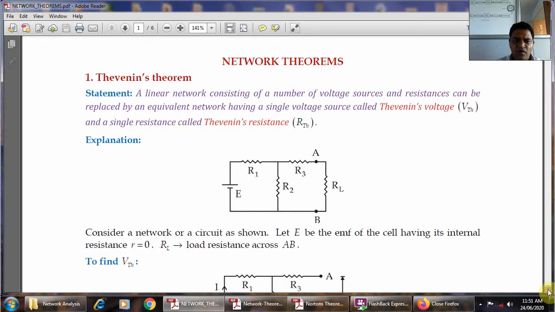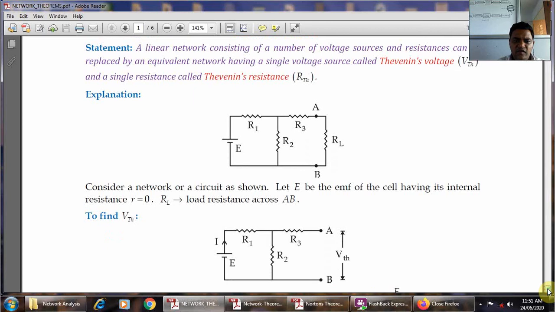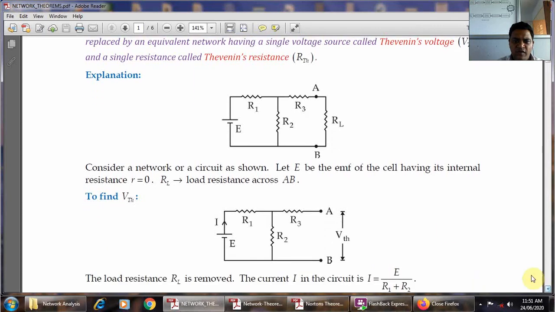Then we move forward. This circuit we have converted into the Thevenin's equivalent circuit. The whole circuit is converted into the Thevenin's voltage VTH in series with RTH, and the load will be connected across the nodes A and B. Consider the network circuit as shown in the figure.